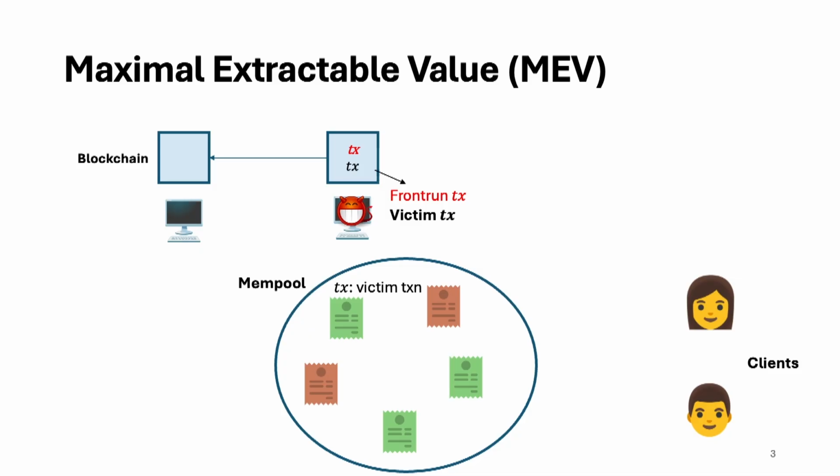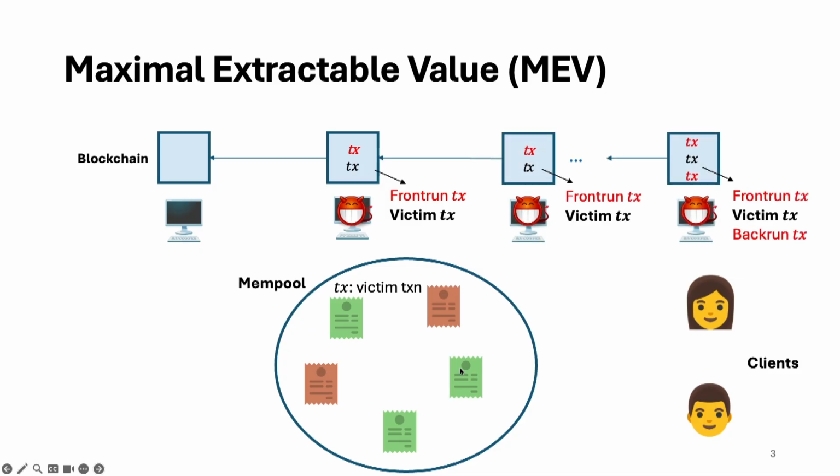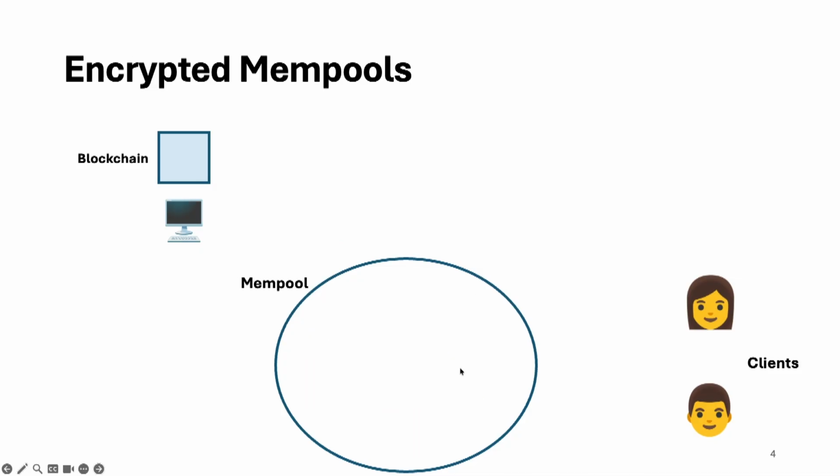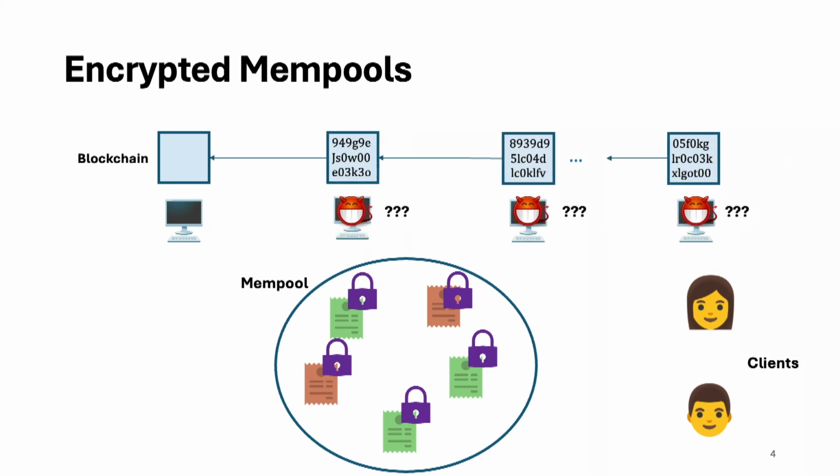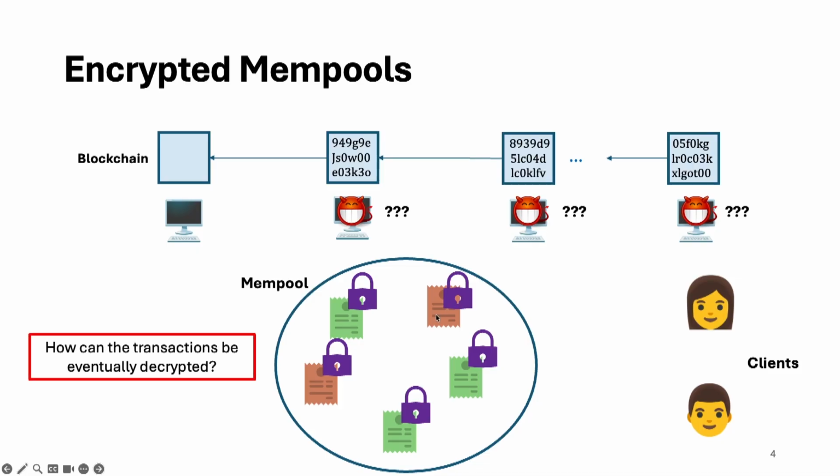This could also happen in the form of backrunning or sandwich attacks. Encrypted mempools have been proposed as a solution to this problem. What happens in encrypted mempools? The clients encrypt their transactions and send them to the mempool. Now our adversary proposer does not know anything about the transaction contents, so it will be harder for it to extract value. However, there is a problem here. How do we eventually decrypt these transactions? Ideally, we do not want to rely on the clients themselves to come back to the system and decrypt their own transactions, because these clients could be offline or malicious.